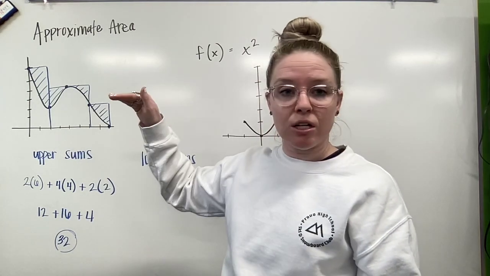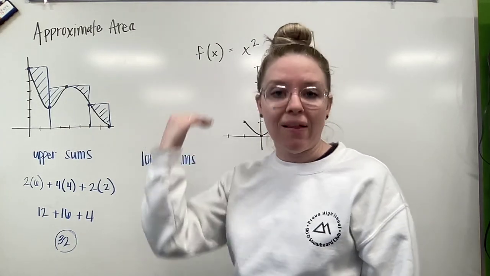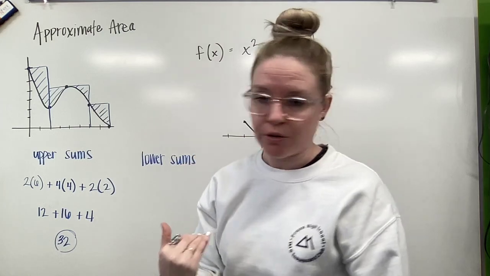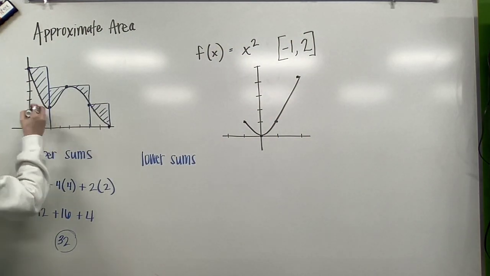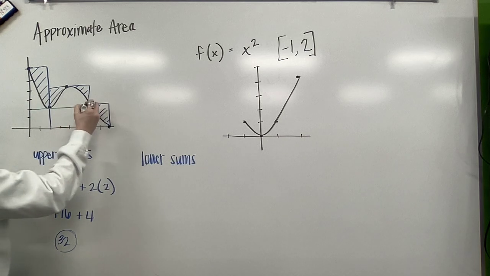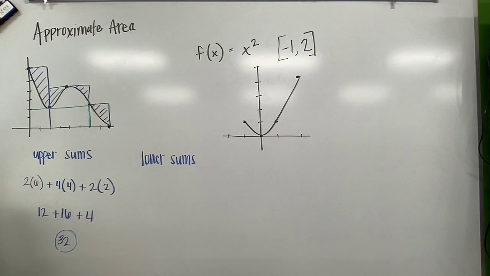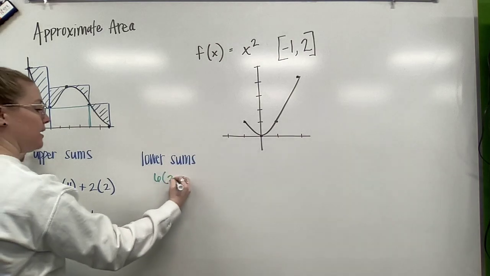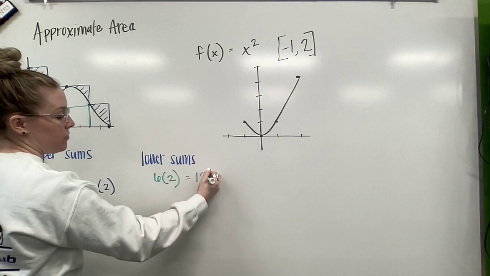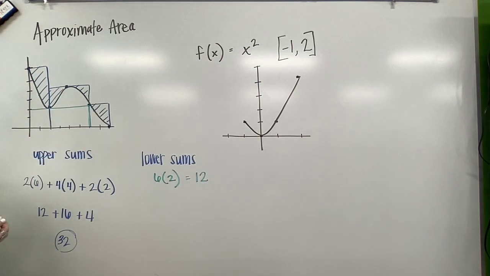Lower sums, we're still going to use rectangles, but every rectangle has to stay below the curve. So to do that, I'm going to just be able to build this rectangle here. Anything else, any other rectangle is going to go above that curve. So this has a base of 6 and a height of 2. So this is giving me an area of 12.